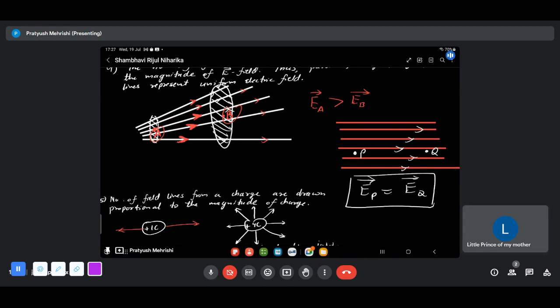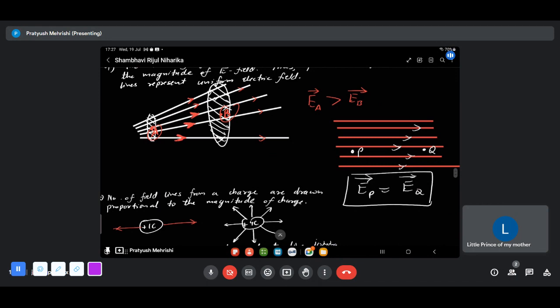Okay, see these two diagrams. In this diagram on the left hand side, the electric field lines are initially concentrated and then they are getting separated by some distance.